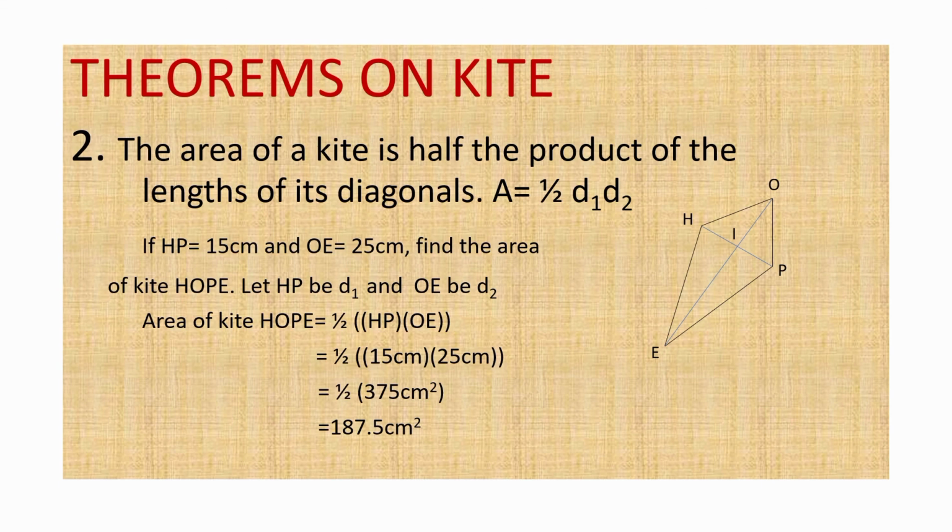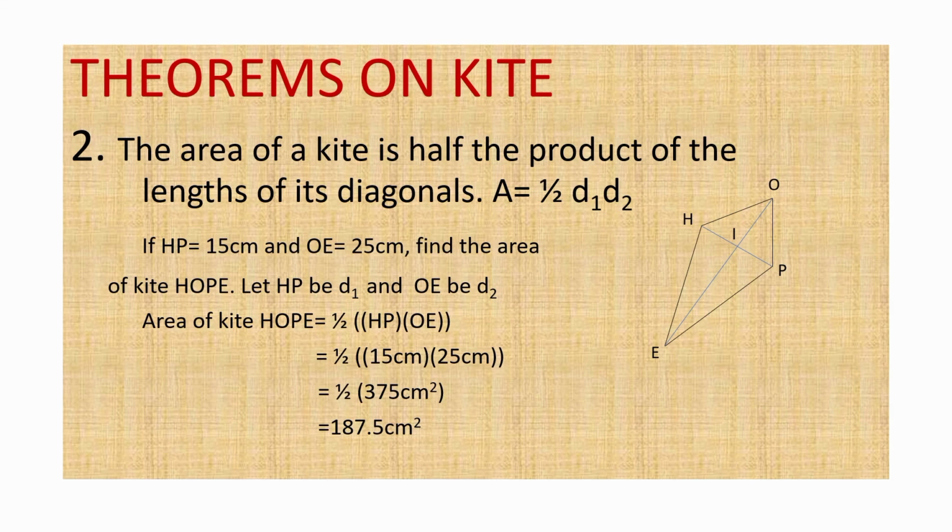Theorem number 2 on kite. The area of a kite is half the product of the lengths of its diagonals. So therefore, when finding the area of a kite, area is equal to 1/2 of diagonal 1 times diagonal 2. Now let us consider the example here.